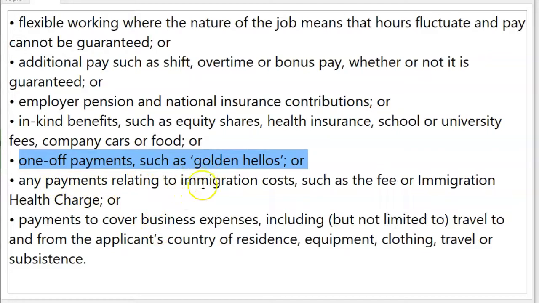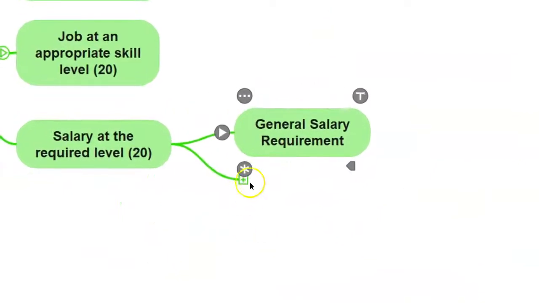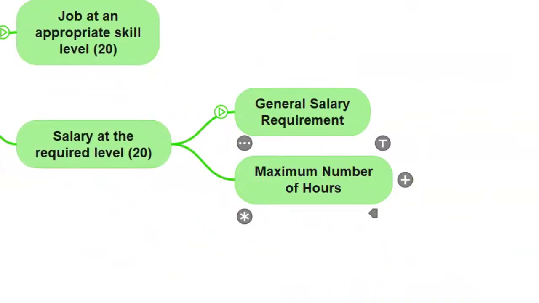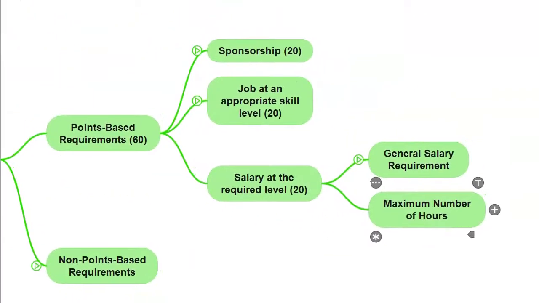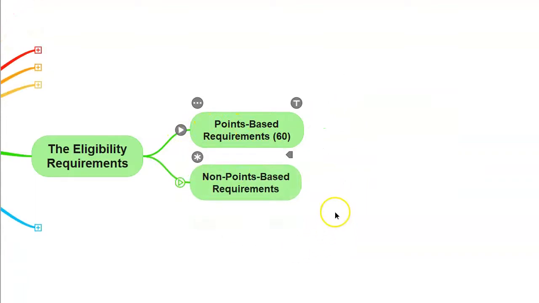Payments relating to immigration costs or the immigration health surcharge are not going to be included, as well as payments to cover business expenses, including travel to and from the applicant's country of residence, equipment, clothing, travel, etc. So these were our general salary requirements, and you also have to remember that irrespective of how many hours you intend to work in the UK, the decision maker will only take 48 hours a week into their calculations. So if these elements are satisfied, you'll score 60 points.